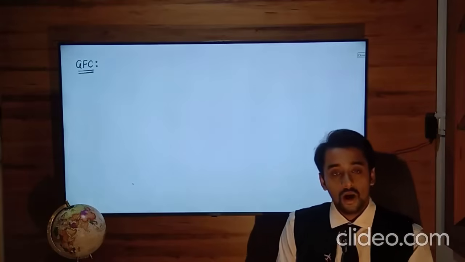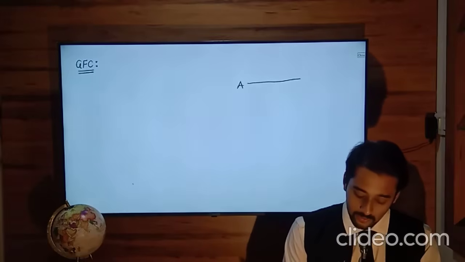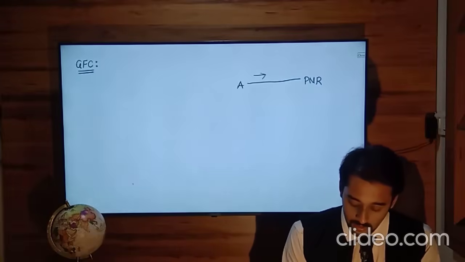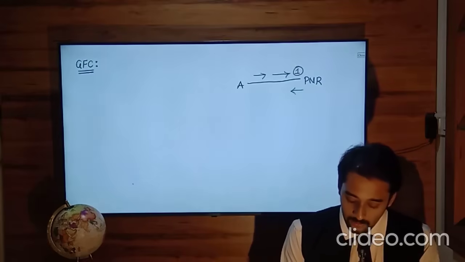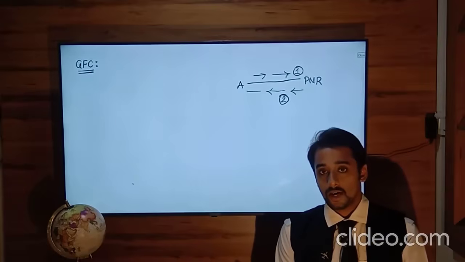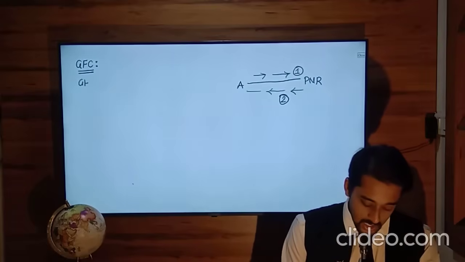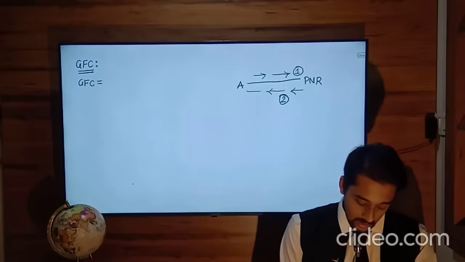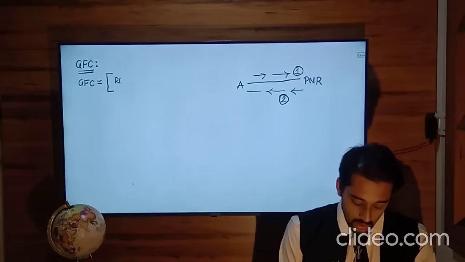For gross fuel consumption, you have two types of flight: when going from A to PNR, and then coming back from PNR to A, that is the second route of flight. So the gross fuel consumption that you have to find out should be an addition of both these routes. That is, the route from A to PNR.